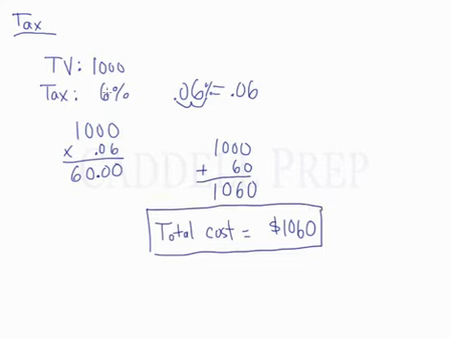So tax, you find the percent of the price and you add it on. In this case, 1,000 was the original or the actual price. Then there was 6% tax, which is equivalent to $60. So the total was $1,060. Okay, now let's do a more complicated problem that involves discount and tax.